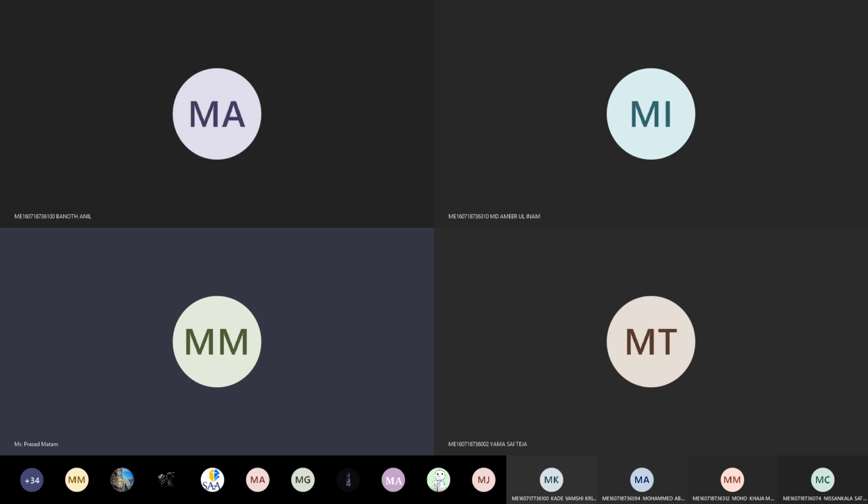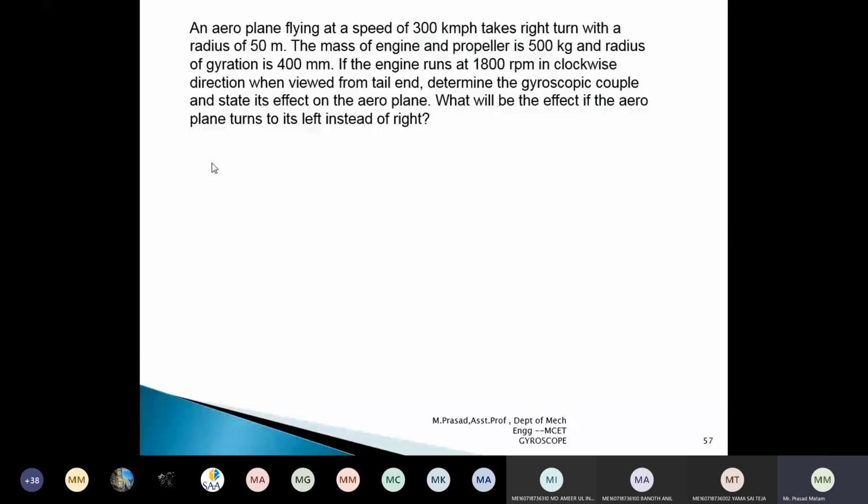Yeah, this is the problem we are having. Let us go through it. An aeroplane flying at a speed of 300 km per hour takes a right turn with a radius of 50 meters. The mass of the engine and propeller is 500 kg and the radius of gyration is 400 mm. If the engine runs at 1800 rpm clockwise when viewed from the tail end, determine the gyroscopic couple and state its effect on the aeroplane. What will be the effect if the aeroplane turns to the left instead of right? You have to write the gyroscopic effect for both conditions: the left turn and the right turn.